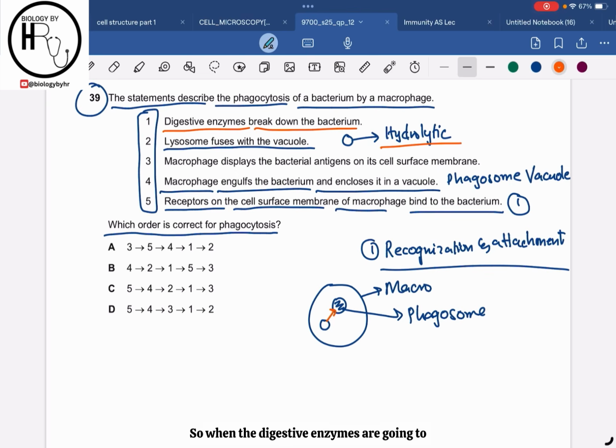So when the digestive enzymes break down the bacteria, it will break into fragments. And the macrophages will do antigen presentation, like they will display the antigens of that bacteria on the surface of the macrophages, right? So the antigen presentation will help to activate other immune cells of the body towards this bacterium. So the macrophage displays the bacterial antigen on its cell surface membrane.